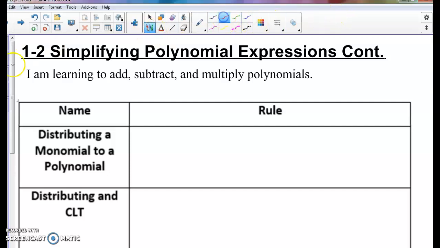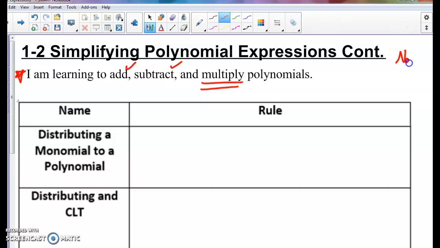Welcome to our 1-2 notes, simplifying polynomial expressions, continued. Today we're looking at the same learning target we had last time, in that I am learning to add, subtract, and multiply polynomials. We did adding and subtracting in our last set of notes, and today we're going to focus on multiplying polynomials.